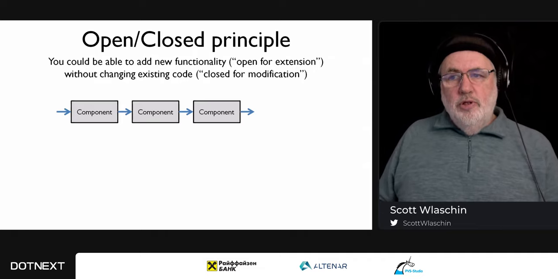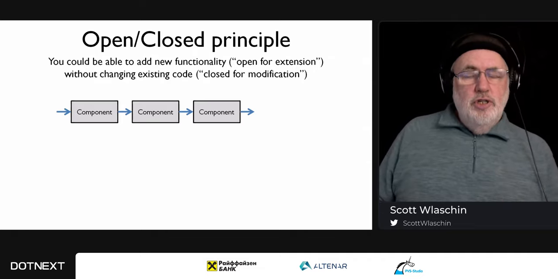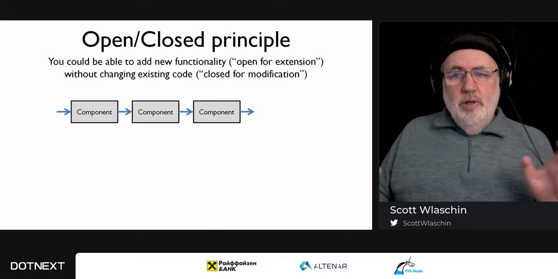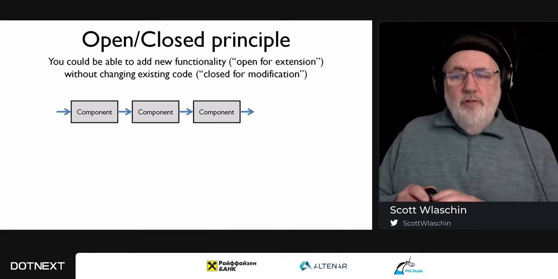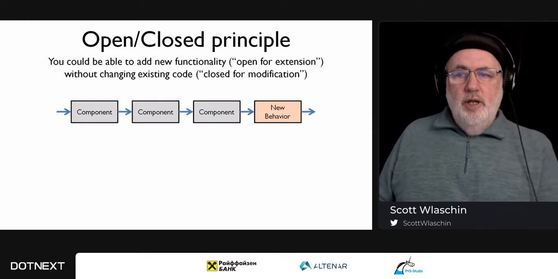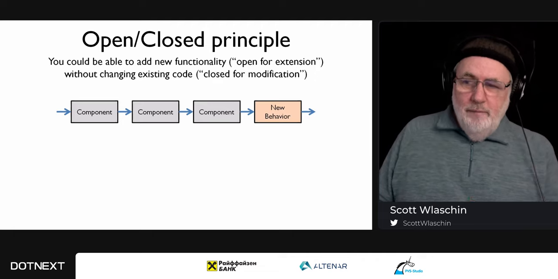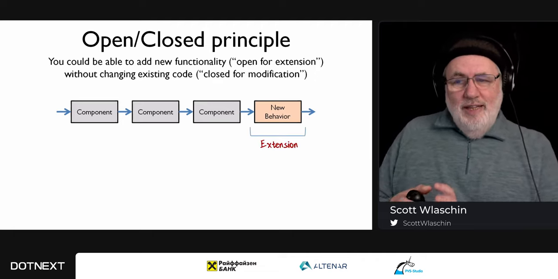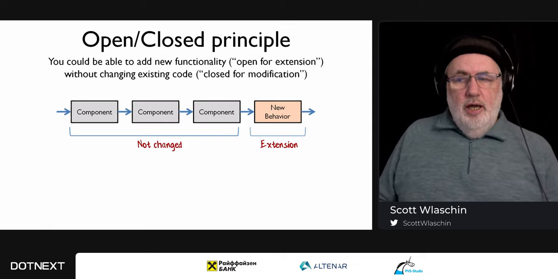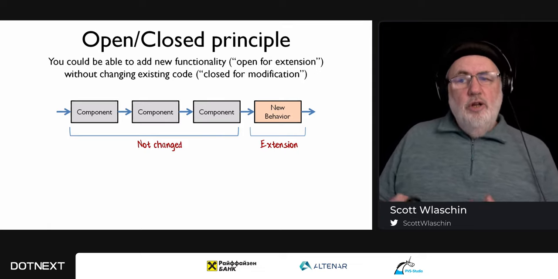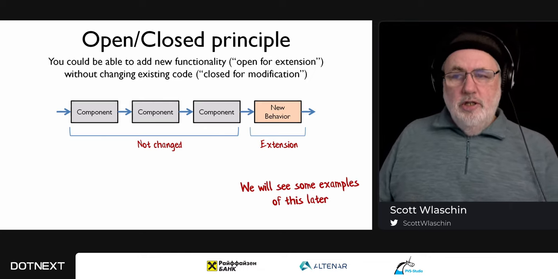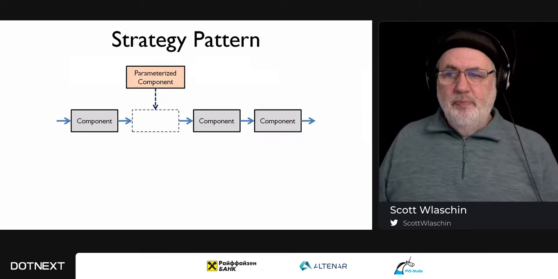The open-closed principle. So this says that you should be able to add new functionality without changing existing code, right? It's open for extension, but closed for modification. Well, if I have a pipeline and I want to add new functionality, all I have to do is add a new thing at the end of the pipeline or in the middle of the pipeline. And so what I've done is I've extended the functionality, but I haven't changed the existing code. And because I haven't changed the existing code, I have a lot of confidence that I haven't broken anything. And I'll be doing a demonstration of that shortly as well.